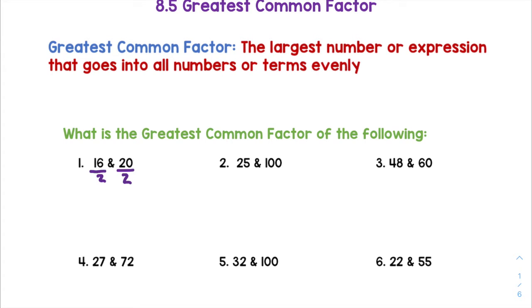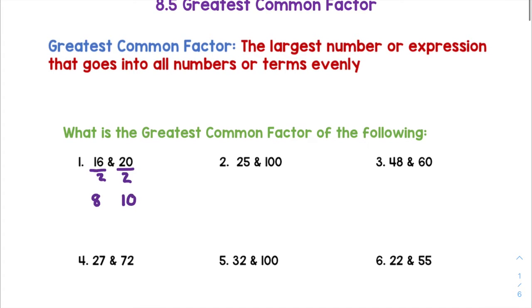And when you divide, 16 divided by 2 is 8, 20 divided by 2 is 10. The question you should ask yourself now is, is there a number that goes into 8 and 10? If not, 2 is the greatest common factor. If there is a number that goes into 8 and 10, we're going to continue dividing until we get a pair of numbers that no number would go into both of them. So, is there a number that goes into 8 and 10? Yes, there is. 2 also goes into 8 and 10. So I'm going to divide again.